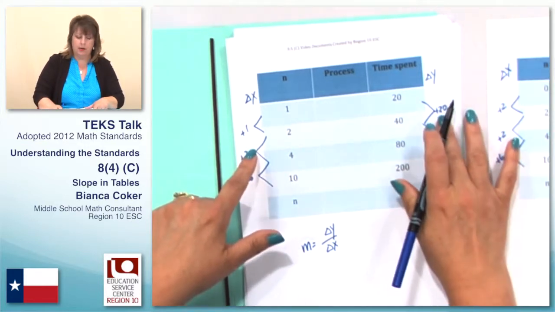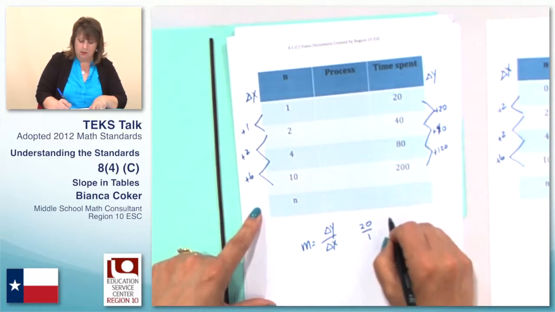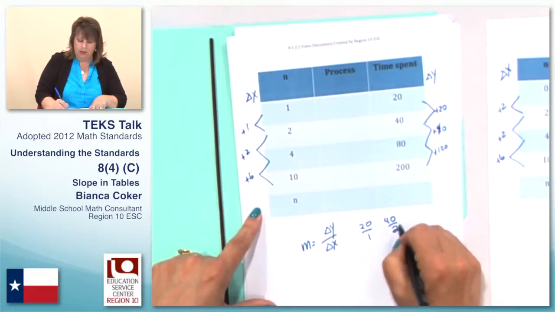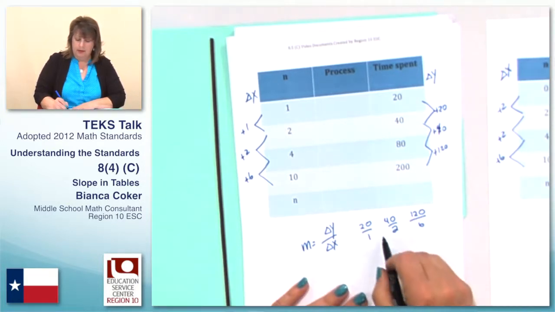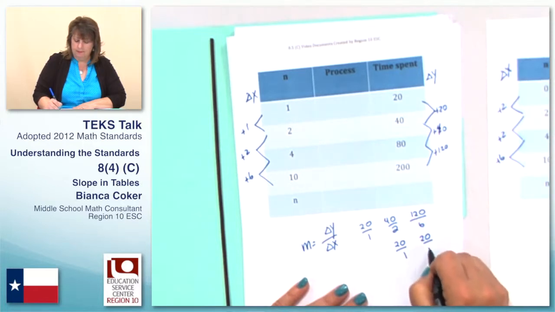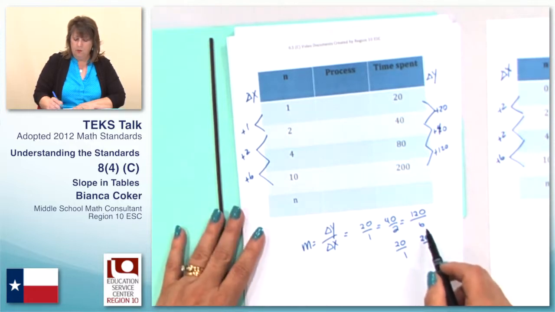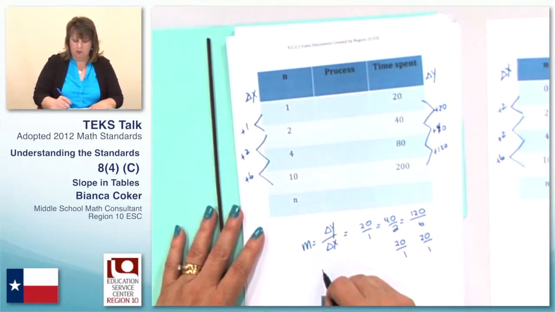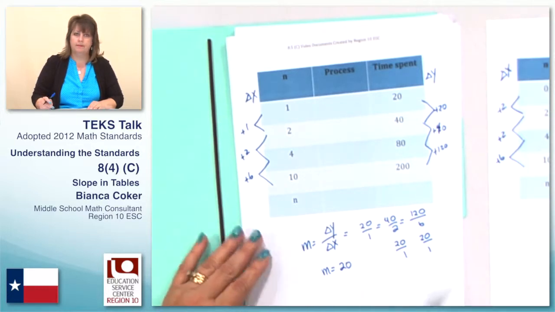And now we're going to look at our ratios of our change in y to change in x that match up. So we have 20 over 1, we have 40 over 2, and we have 120 over 6. If we simplify these ratios, we see that each time we have equivalent ratios, which are all simplifying to 20 over 1. So our slope in this situation is again 20.